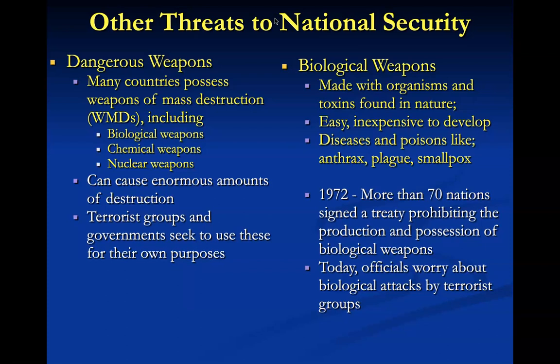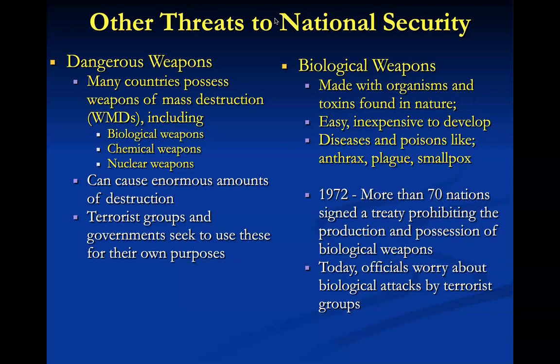You also have biological weapons. They're made with organisms and toxins found in nature. They're pretty cheap to make, and they're not really hard to make. A lot of diseases like poison, anthrax, plague, smallpox. So instead of attacking you with bombs, they attack you with poisons and illnesses. We did have a big anthrax scare not long after 9/11. A guy was mailing anthrax through the mail, and it was killing people.